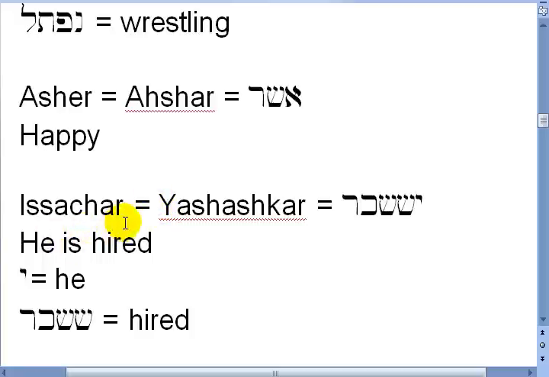Now Issachar is Yashashkar, which we used to think was Yashshakar, which is not. The proper way to pronounce it, which Elder Tahar brought out, is Yashashkar, because Yashashkar means he is hired. So the Yah at the beginning of a word is he, which is separate from this Shashkar. So Yashashkar is he, Yah is he, Shashkar is hired. Okay, he is hired. So that's the 12 tribes in the Hebrew.